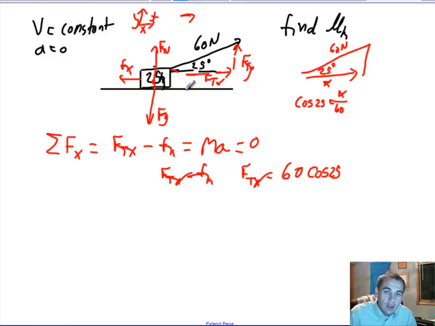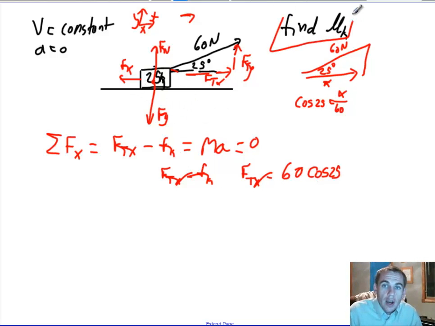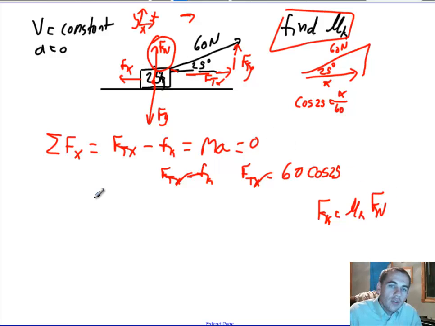And you can have the kinetic frictional force. Okay, but I want the coefficient of kinetic friction. And remember, the kinetic frictional force is equal to, that's an Fk, the coefficient of kinetic friction times the normal force. So now I need the normal force, which looks like it's right there. But you have to be very, very careful because it's not.